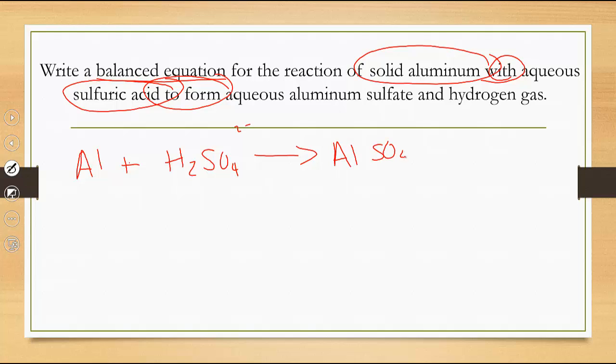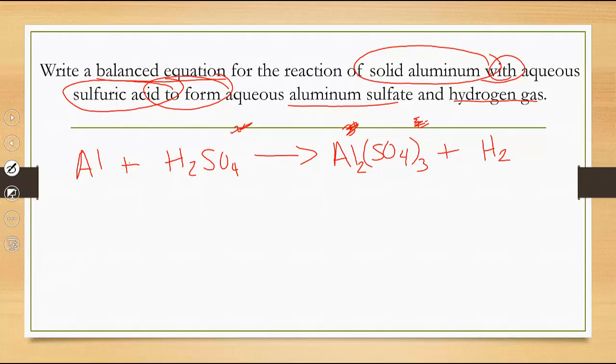Whenever you see things written out like this, if you don't see prefixes, that means you're going to have to figure out the charges and crisscross. So aluminum is a +3, sulfate is a -2. Crisscross that down. That 2 means that there's 2 aluminums. That 3 means that there's 3 sulfates. And hydrogen gas. Hydrogen is a diatomic molecule, which means it's going to be H2. So I'm going to scribble out my charges here because I've already dealt with those.